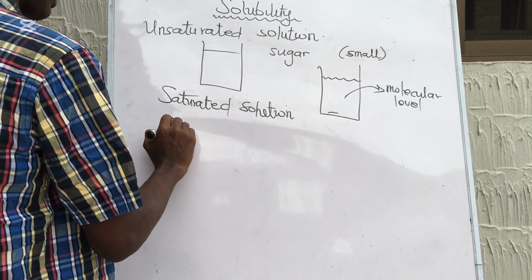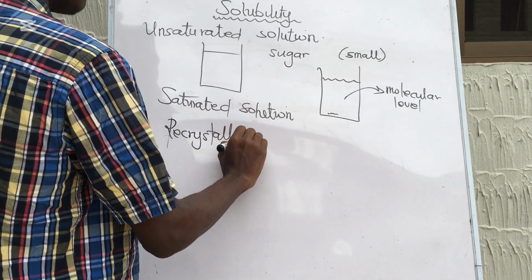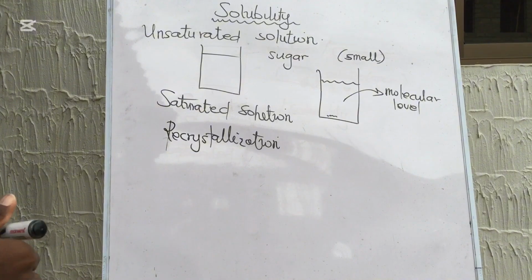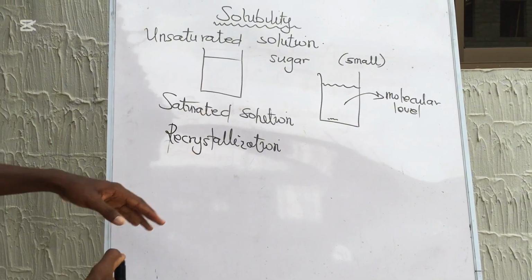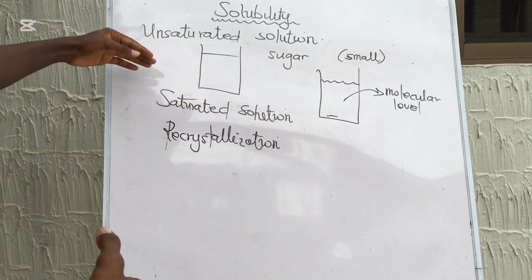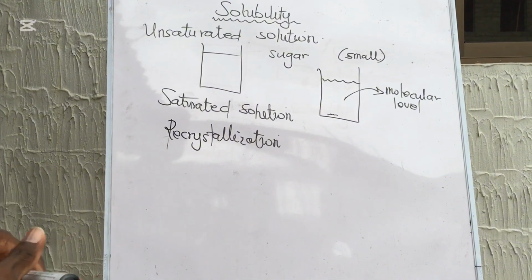Recrystallization. And this recrystallization deals with what? Precipitation of substance. So if you are precipitating it out, it comes in its pure form. So there's a way of purifying a substance also using recrystallization. But now our main focus is on the types of solution, where we have the saturated, the unsaturated, and the supersaturated.